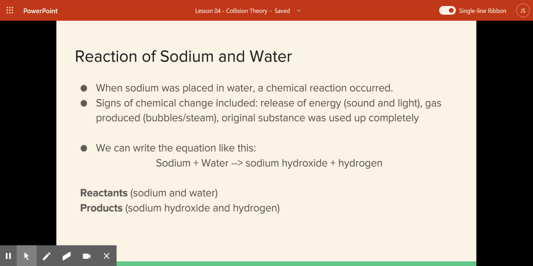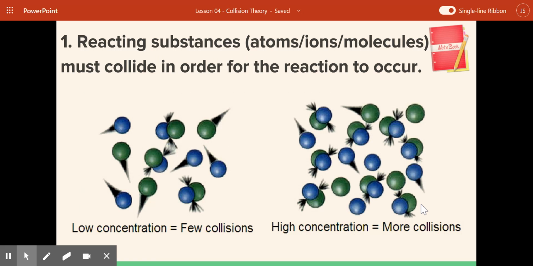When sodium and water react, they fulfill all of the parts of the collision theory, but when sodium and air were in contact with each other, they didn't necessarily meet all the criteria. So let's look at collision theory to explain this. Anytime you see the notebook symbol, you do need to write this down. The first thing is that we have to have a collision for a chemical reaction to occur.